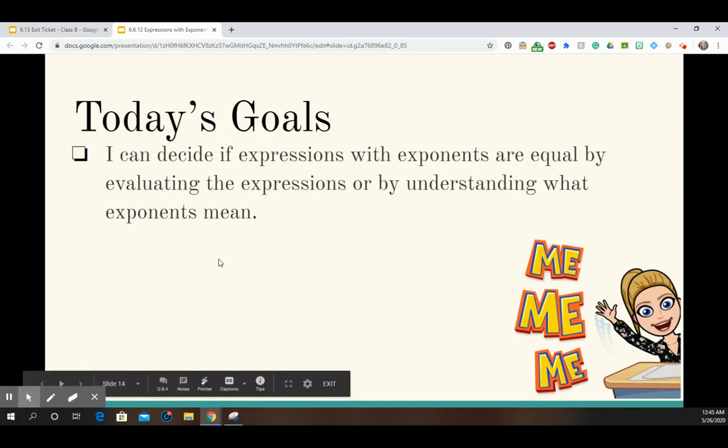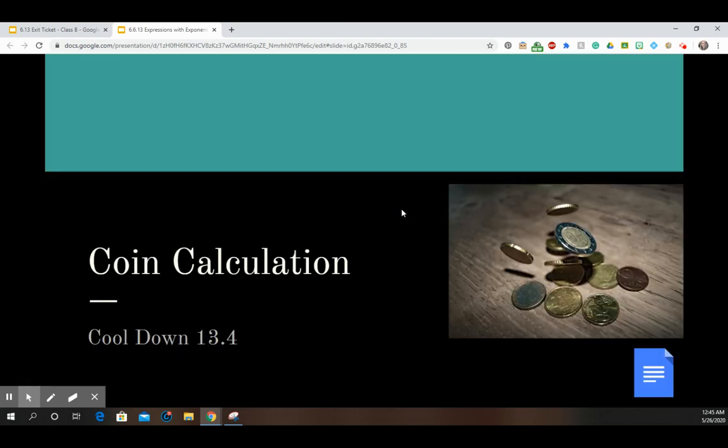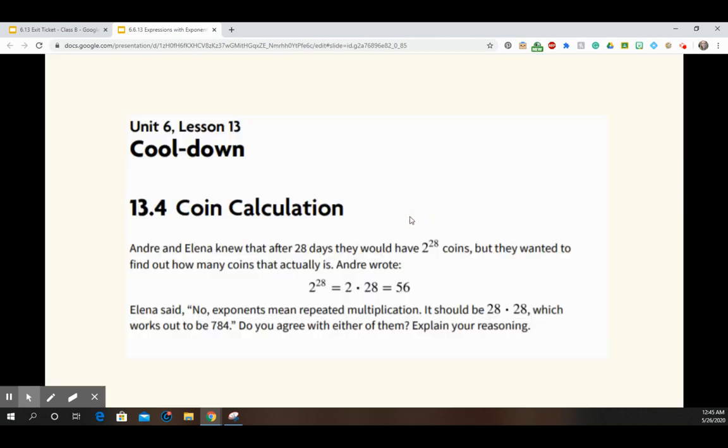So your goals for today were to decide if the expressions with exponents are equal by evaluating the expressions or by understanding what the exponents mean. We're going to move into that exit ticket. This is really similar to that genie problem that we did in last Thursday's lesson. Andre and Elena knew that after 28 days, they would have 2 to the 28th coins, but they wanted to find out how many coins that actually is.